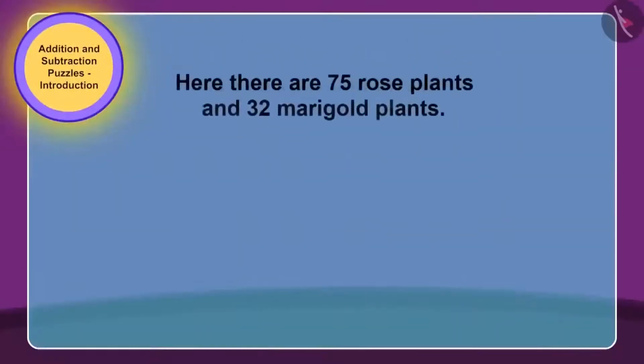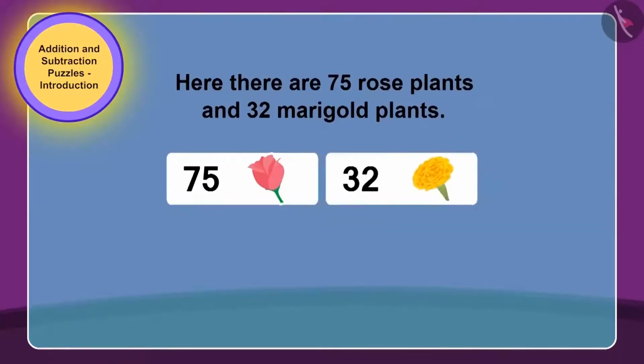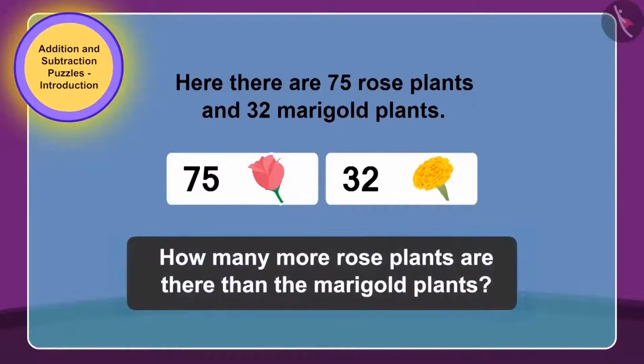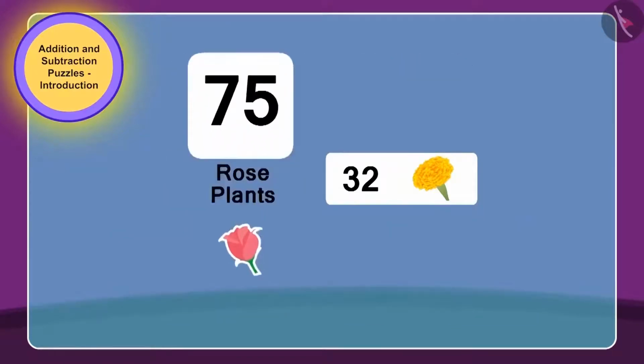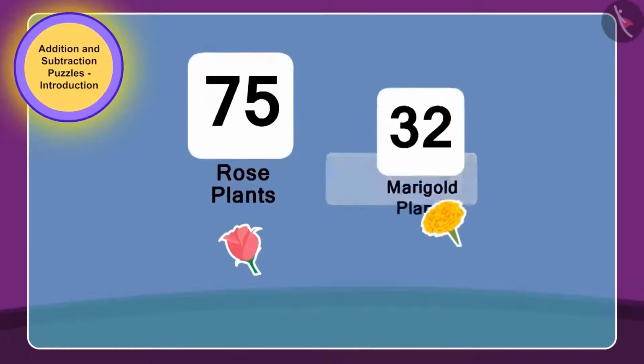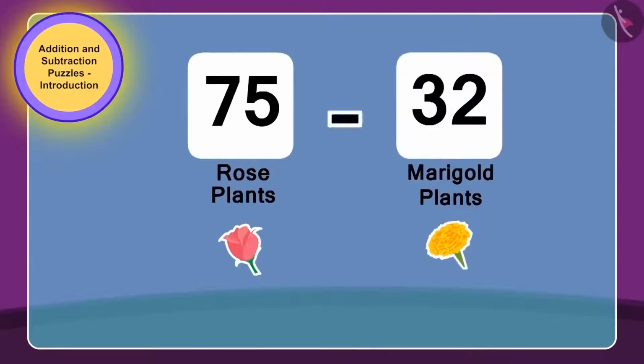This puzzle is written on the gate of the park. Here, there are 75 rose plants and 32 marigold plants. How much more are the rose plants there than the marigold plants? Yes, children, you are guessing it right. To solve the puzzle written on the gate of the park, we need to subtract the number of marigold plants 32 from the number of rose plants 75.